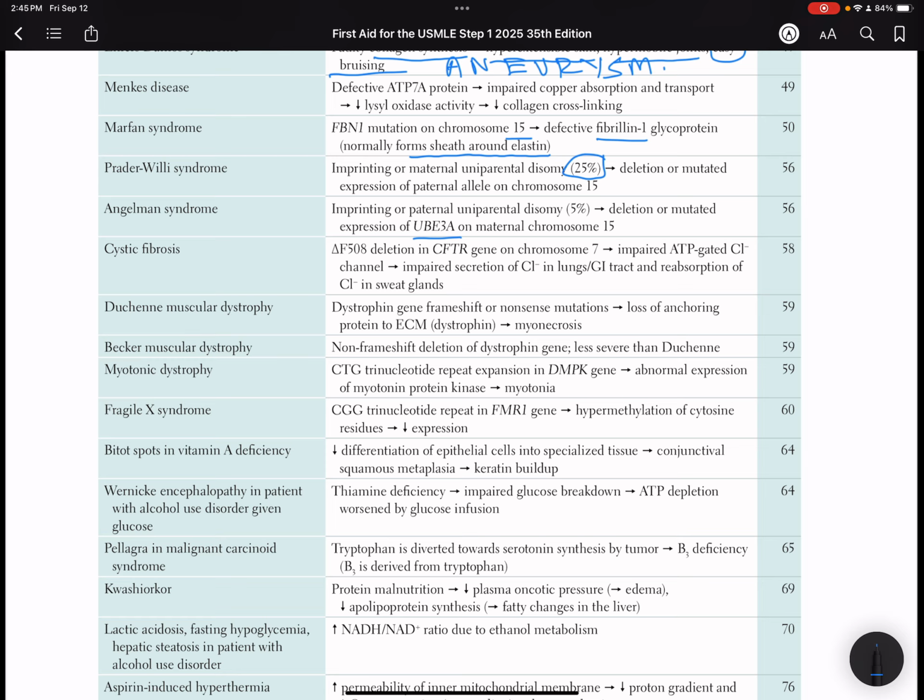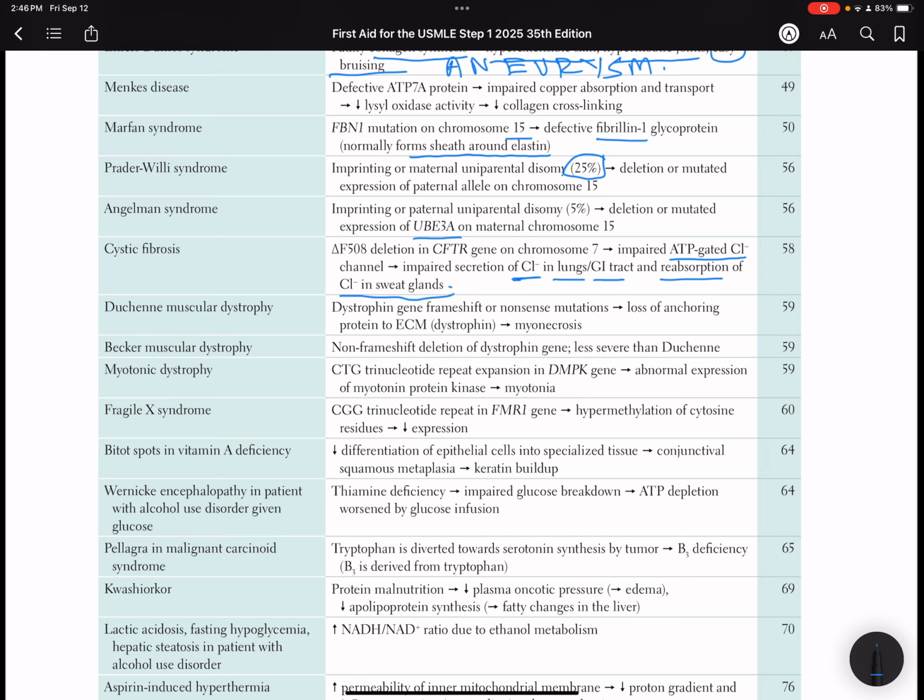What is cystic fibrosis? Cystic fibrosis, delta F508 deletion in CFTR gene on chromosome 7, impaired ATP-gated chloride channel, which leads to impaired secretion of chloride in lungs, GI tract, and reabsorption of chloride in sweat glands.